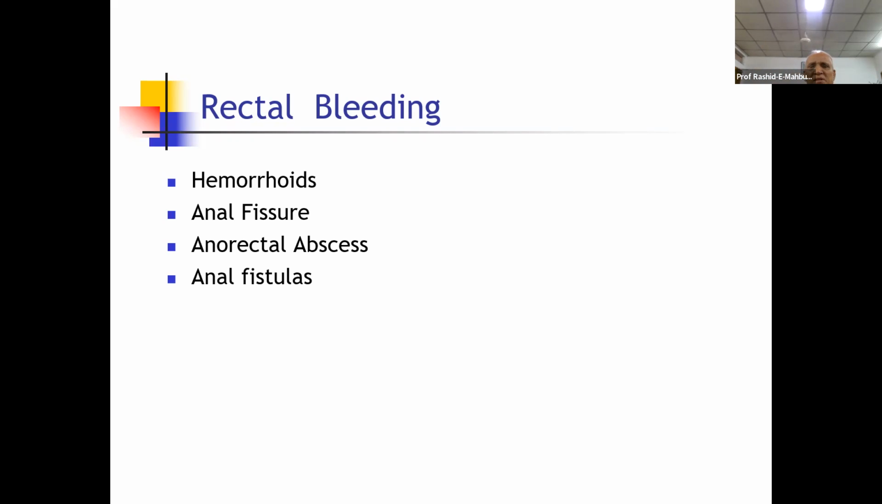External piles you will really be able to see, but internal piles have a characteristic that you can't see, at least first degree or sometimes second degree. They need an instrument, a proctoscope, to diagnose them. What is that hemorrhoids? If you go to the blood supply of the rectum, then you see there are two things that meet here.